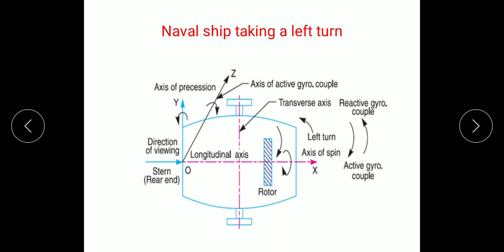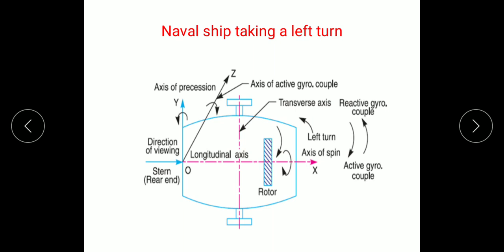When the axis of spin and axis of precession are parallel to each other, there is no gyroscopic effect. You have to remember this point. When the axis of spin and axis of precession are in perpendicular positions, only then do we have gyroscopic couple. When they are parallel, there is no gyroscopic effect. Always remember this point.